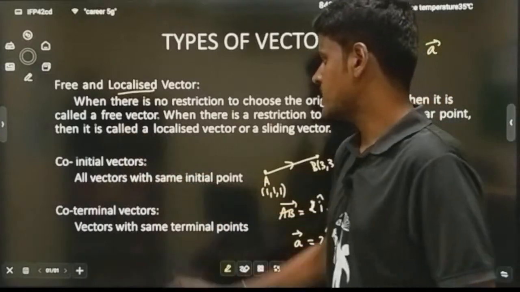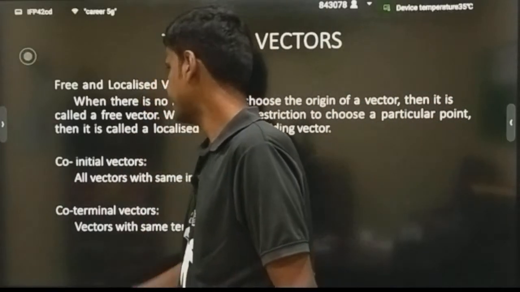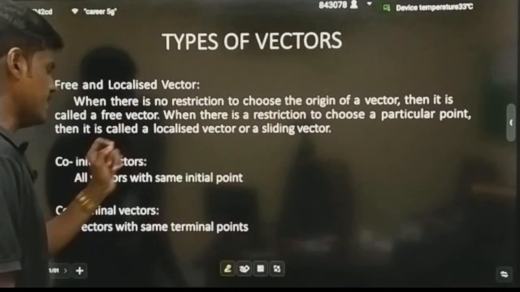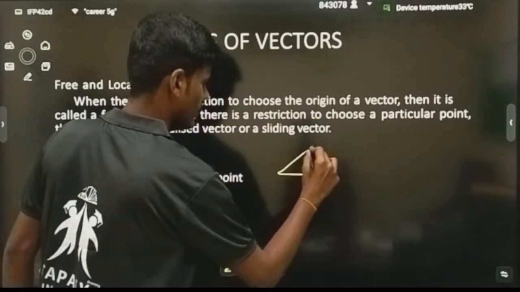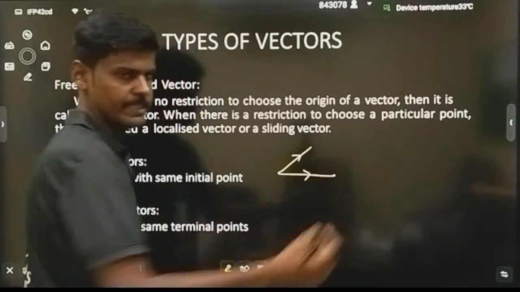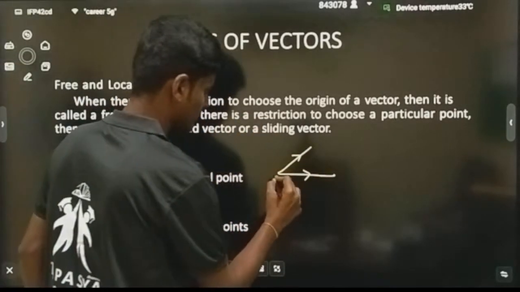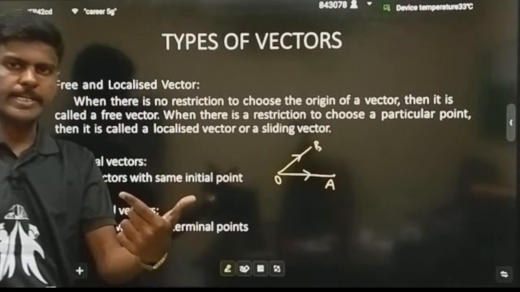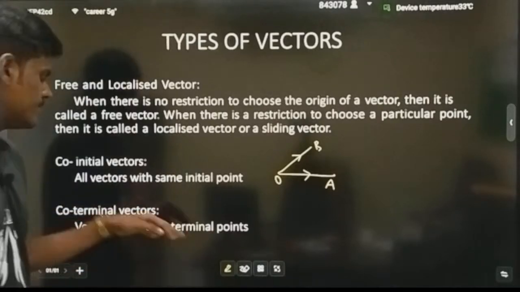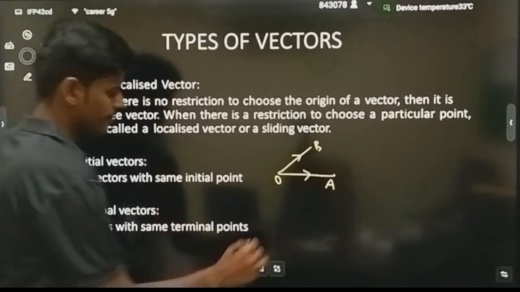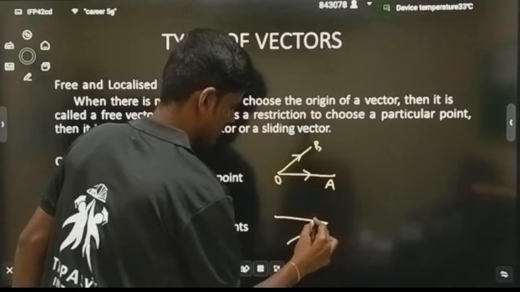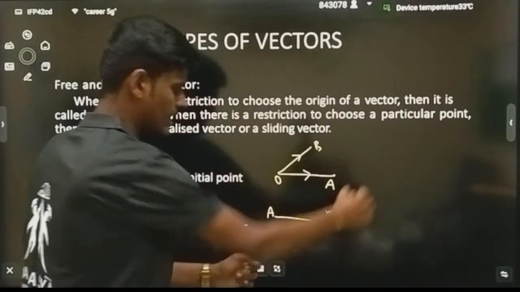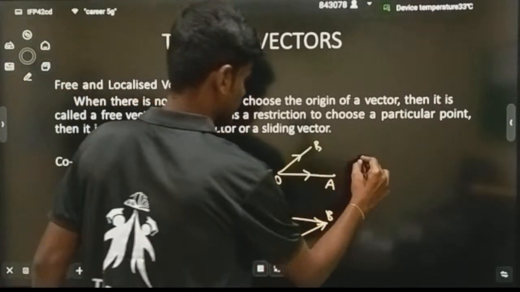Okay. Next is co-initial as well as co-terminal vectors. Co-initial vector means vectors with the same starting point. Two vectors like this are co-initial vectors. OAB. Then OA and OB are co-initial vectors. Co-terminal vector means vectors with the same terminal points. Again, let's take this as A, B and C. Then AB vector and CB vector are co-terminal vectors.